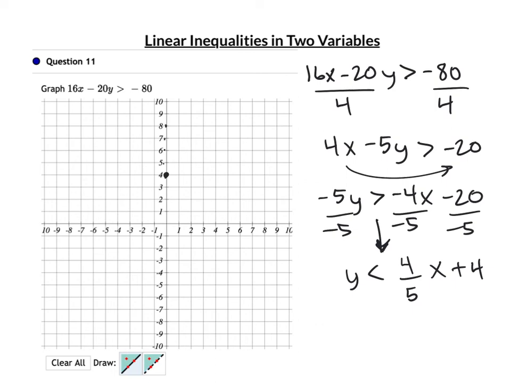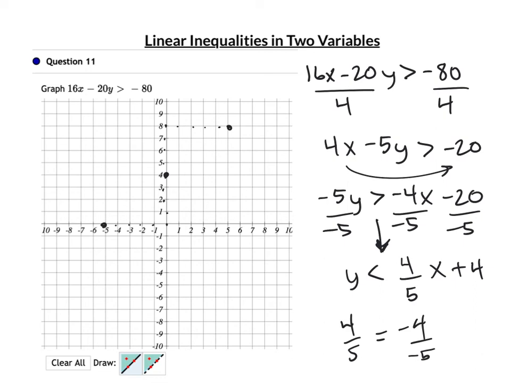1, 2, 3, 4 over 1, 2, 3, 4, 5. But 4 over 5 is the same thing as negative 4 over negative 5 because two negatives make a positive. So I could rise negative 4. 1, 2, 3, 4, and go left, run negative 5. 1, 2, 3, 4, 5.